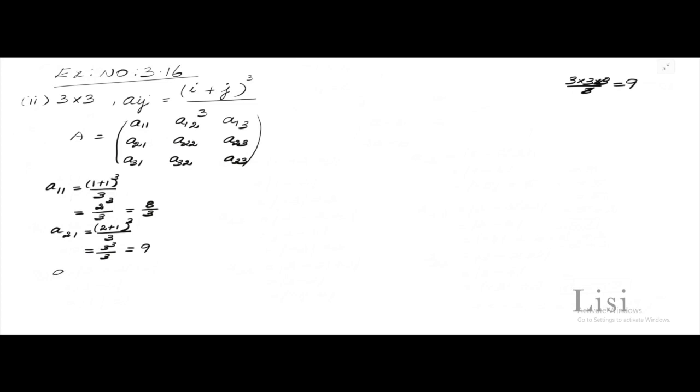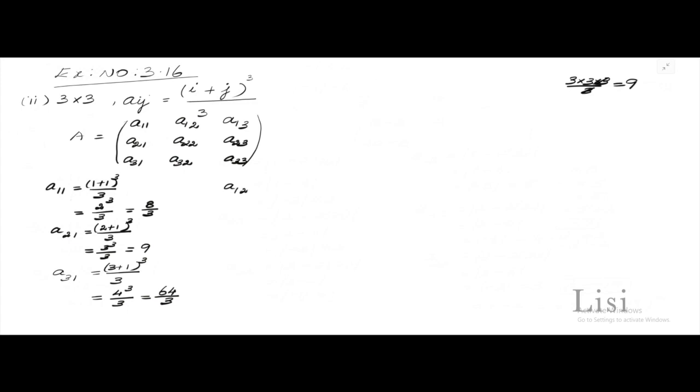And now A31 is equal to i is 3, j is 1 to the power 3 divided by 3. So this is equal to 3 plus 1, it is 4, 4 to the power 3 by 3. It is equal to 4 fours are 16, 16 fours are 64 by 3. Right.